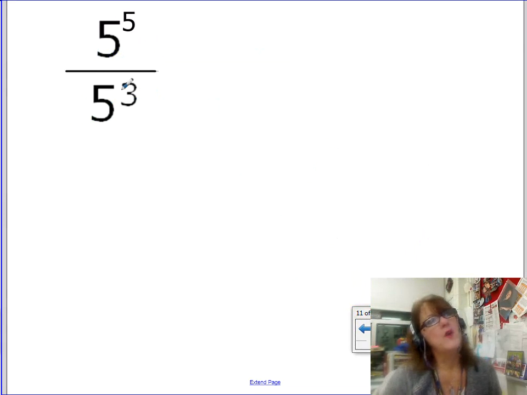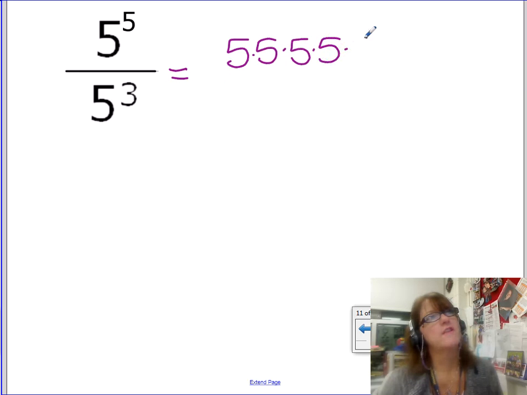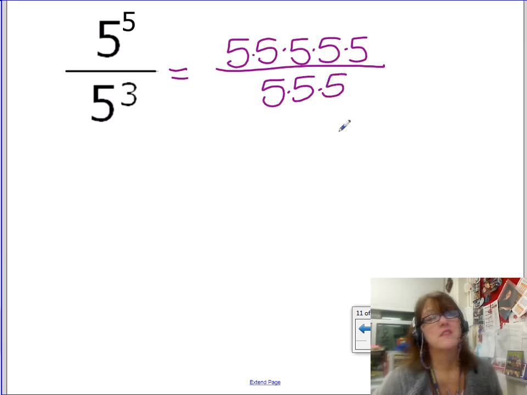Okay. What if you have a dividing problem, which I'm going to write as a fraction, that looks like this. 5 to the 5th power divided by 5 to the 3rd power. Let's think about it. 5 to the 5th power means 5, 5, 5, 5, 5. That's in my numerator. 5 to the 3rd power is here.